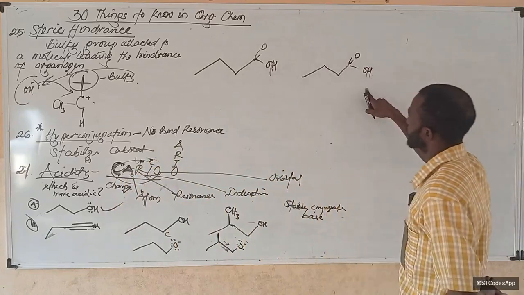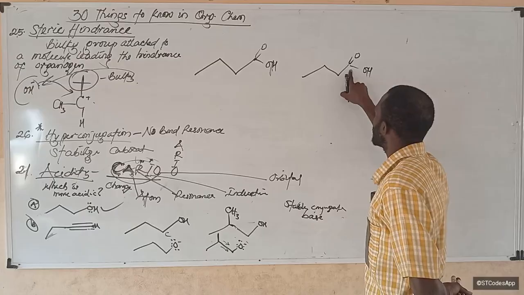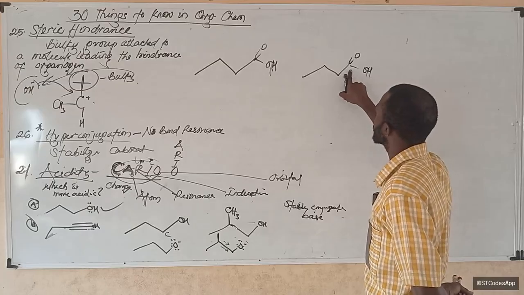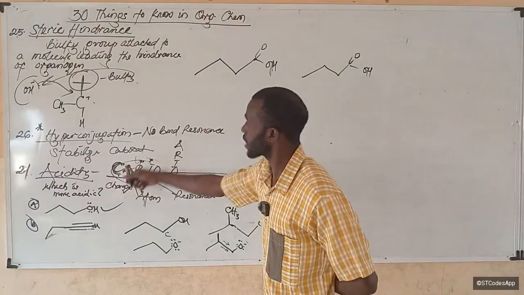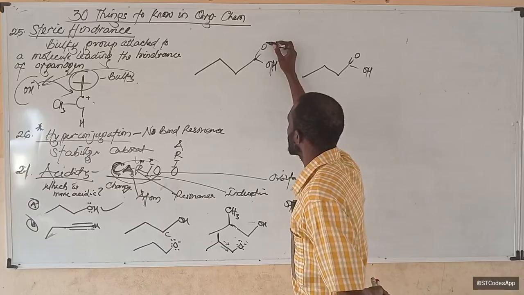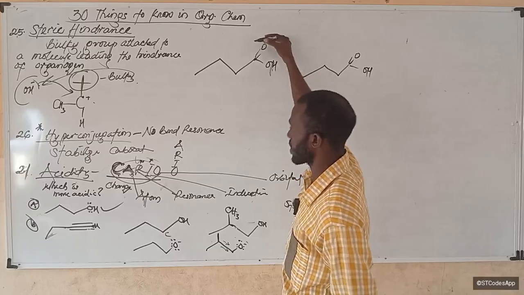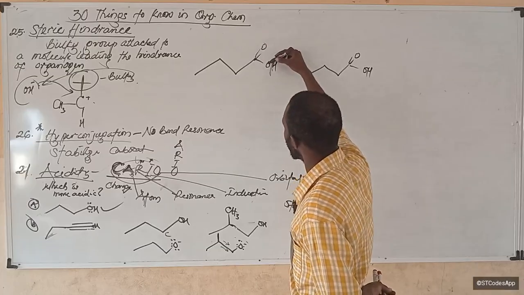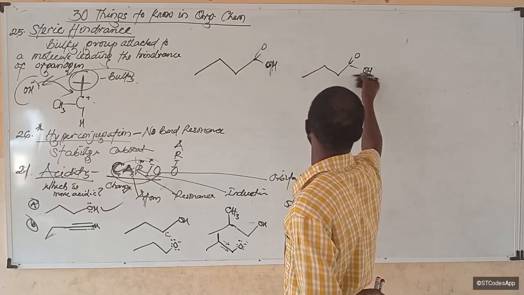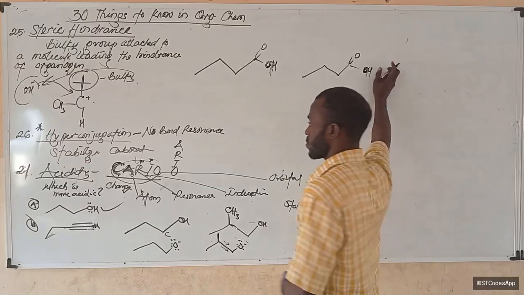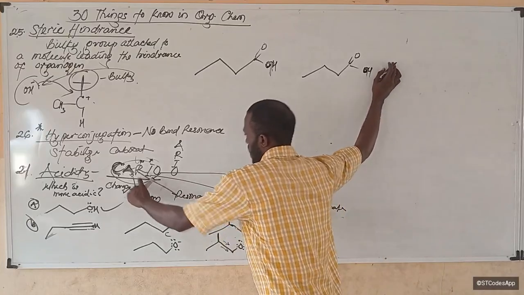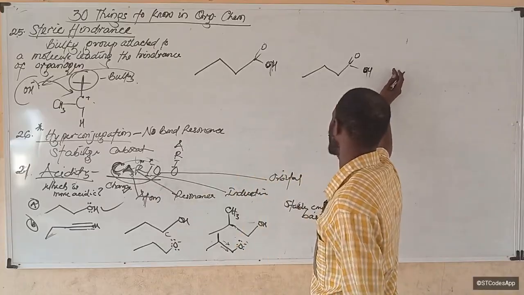Now if you see this, look at this guy. You see? If we use charge, there's no charge here. The atom bearing the acidic portion, because it's an acid already, is oxygen. So here too it is oxygen, the acidic hydrogen. So they are both the same, equal there. How about resonance? They have the same resonance.